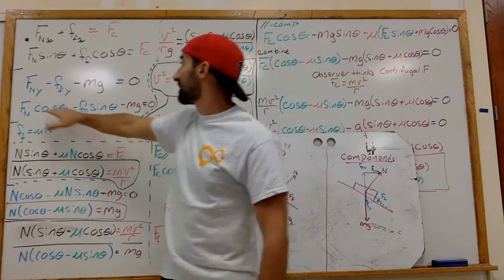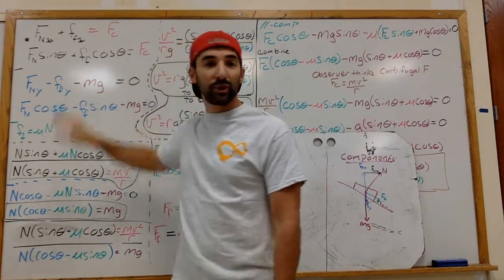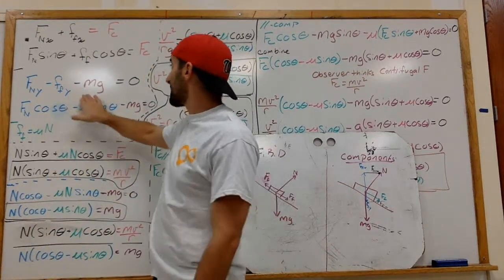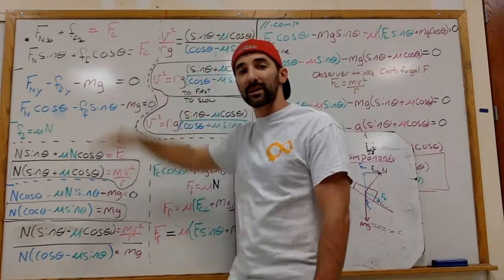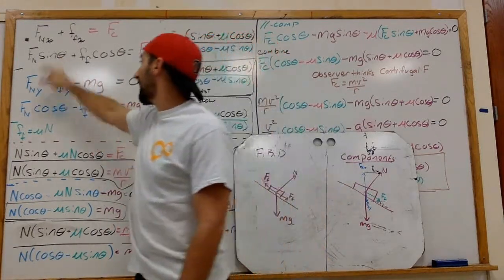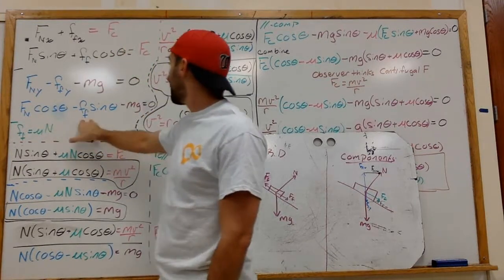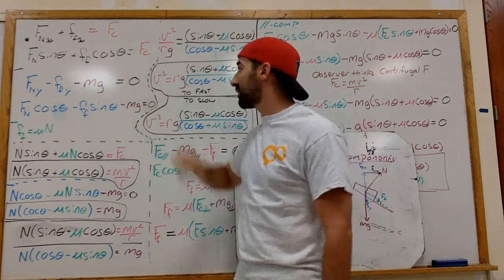My Y direction, I've got the normal in the Y. I'm going to subtract the frictional force in the Y. mg is also in my traditional Y component here. I'm subtracting that out. Notice all my negative signs. We know that equals zero because there is no acceleration up and down. I break into components: my normal force cosine theta minus frictional force sine theta, minus mg, which is already in my Y component, equals zero.